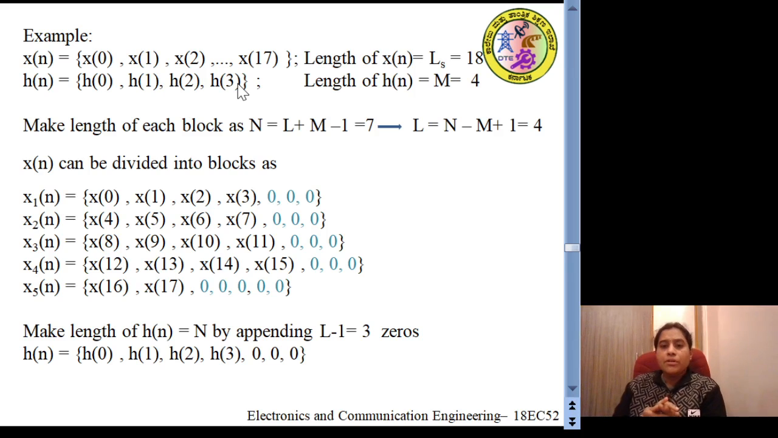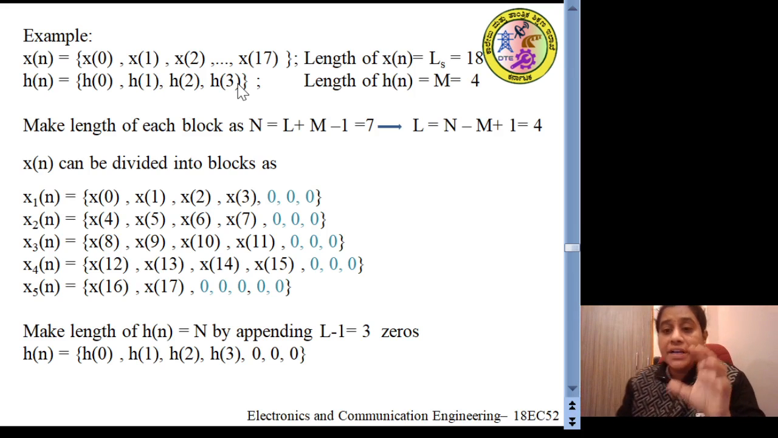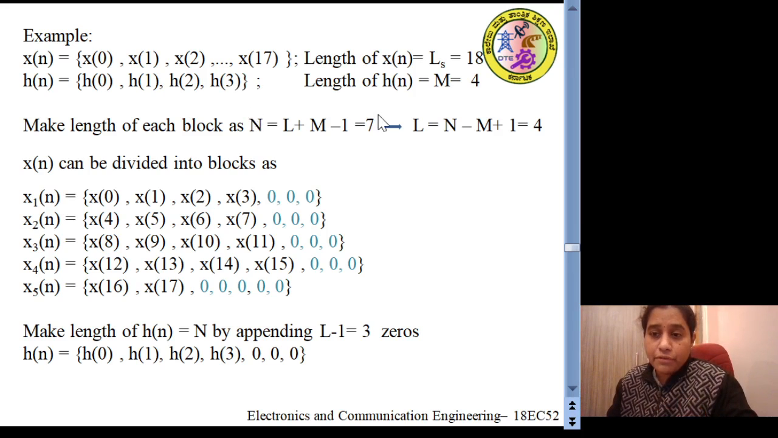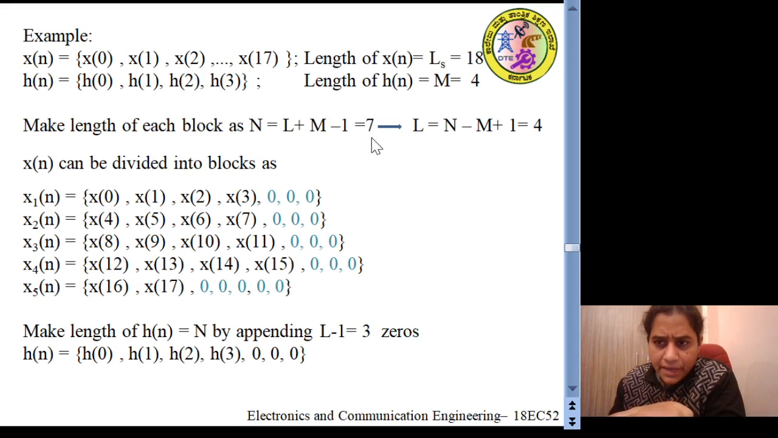What we have to do now is decide the length of the input blocks. Whatever input we are dividing into blocks, each block should consist of n samples. We are assuming our blocks to be of length 7 here. As n is 7 and the length of the impulse response is 4, the value of L is n minus m plus 1, so 7 minus 4 is 3, plus 1 is 4.